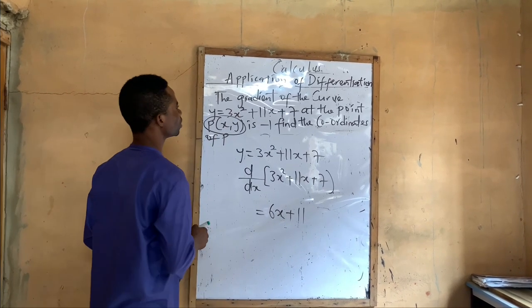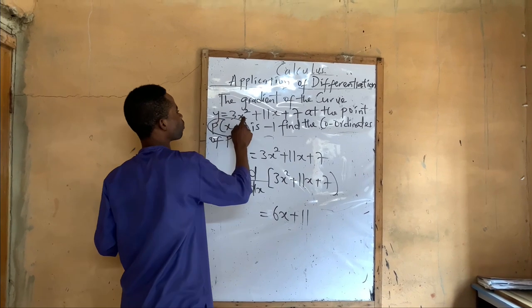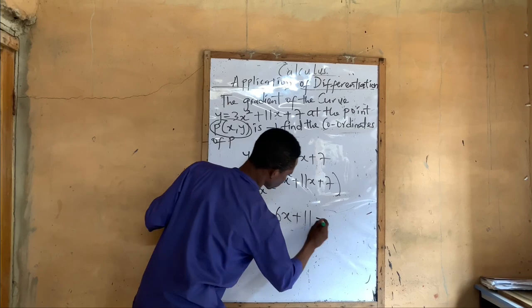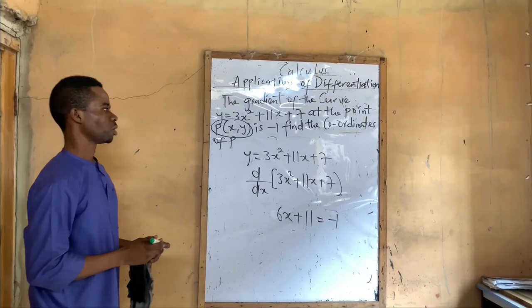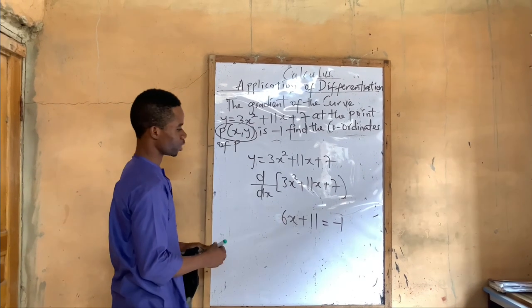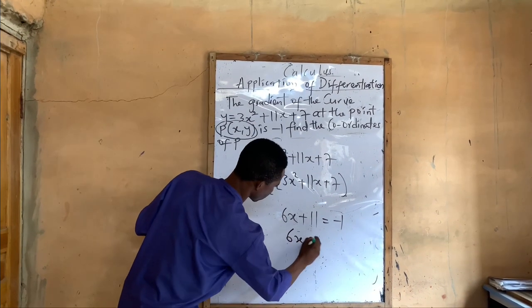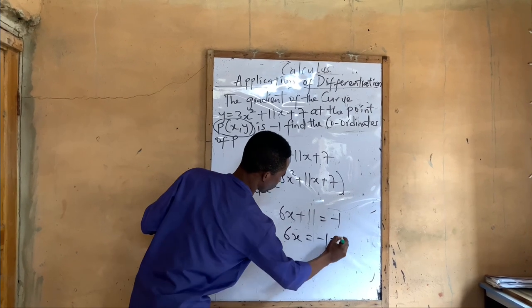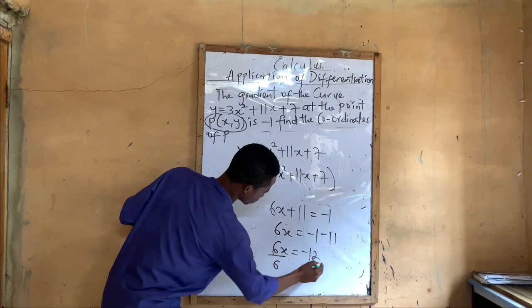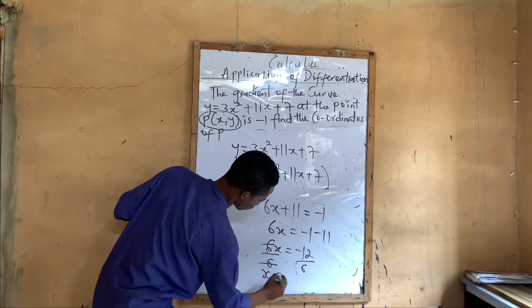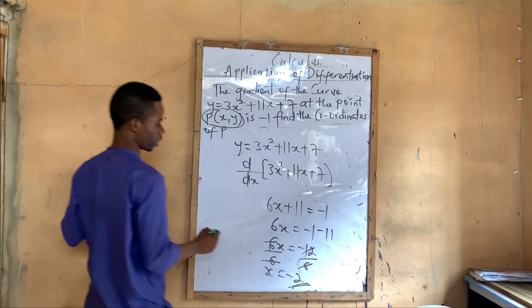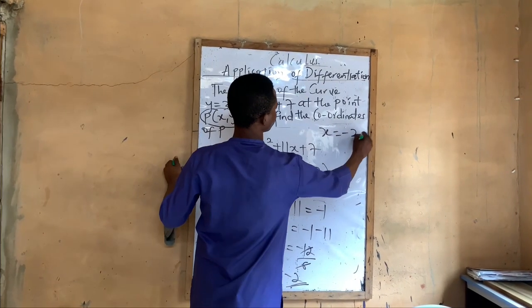And they said the gradient of the curve at the point P is minus 1. That means 6x plus 11 equals minus 1, and I'm looking for the coordinate x y. Let me get x from here. 6x equals minus 1, if I bring this 11 over, minus 11. 6x equals minus 12, all over 6, all over 6. x equals minus 2. That means I've gotten x to be minus 2.